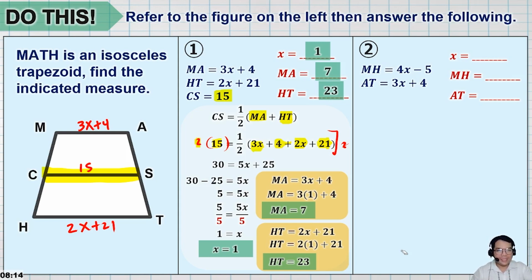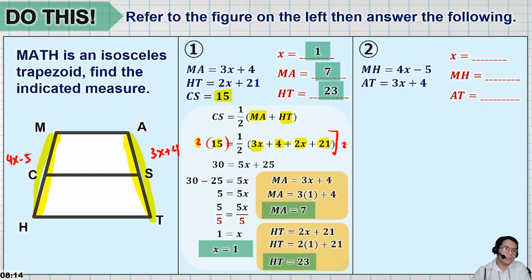Ayan, if MH, palitan natin yung given. If MH is gonna be equal to 4x minus 5, ito daw, MH is 4x minus 5. Ito yan. And AT is gonna be equal to 3x plus 4. What's gonna be the value of x, measurement of MH and AT? Dito naman, ang gagamitin nating idea or concept or property is that in an isosceles trapezoids, the non-parallel sides are congruent. So, itong MH at AT ay congruent.